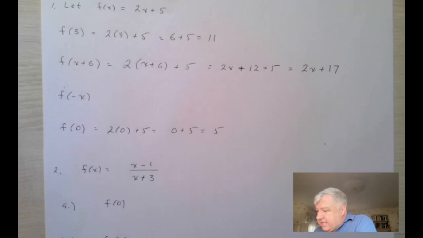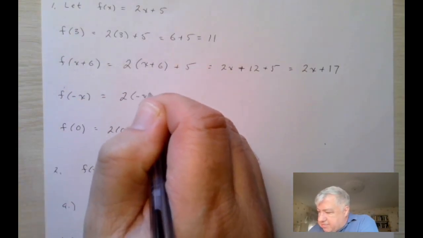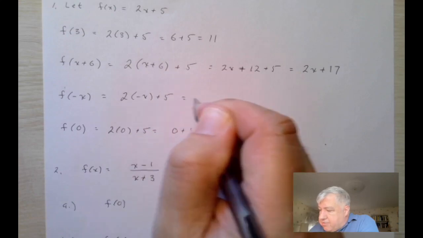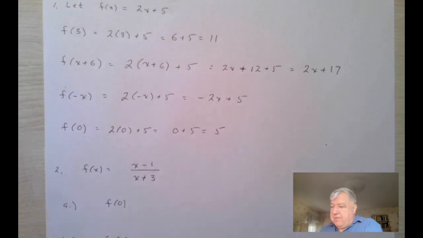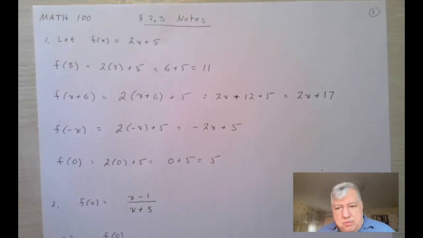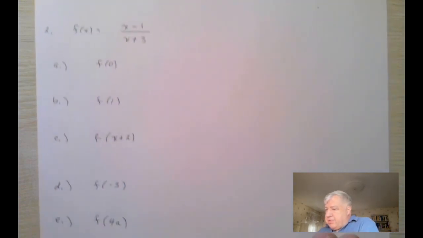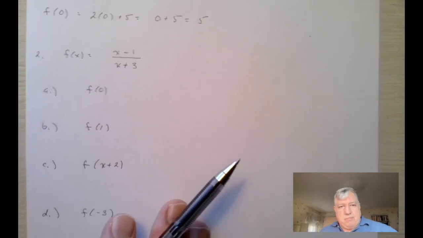f of minus x, I think it would be 2 times minus x plus 5. And this would just be minus 2x plus 5. So sometimes the output will be a number, sometimes it will just be an algebraic expression depending on what the input value is. So it's just substitution right now. You're substituting whatever is in the parentheses. So let's do another example.